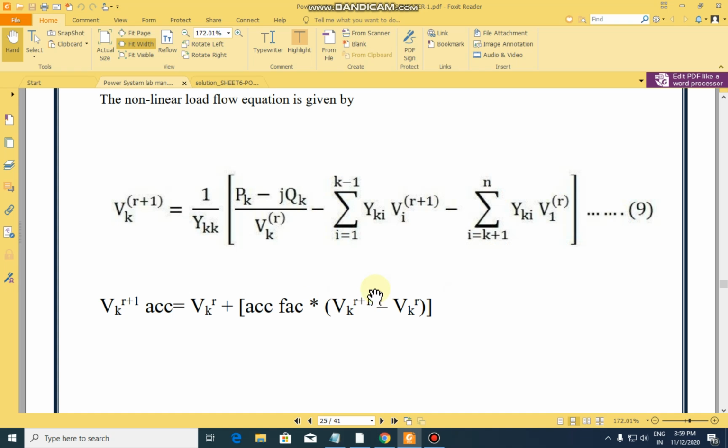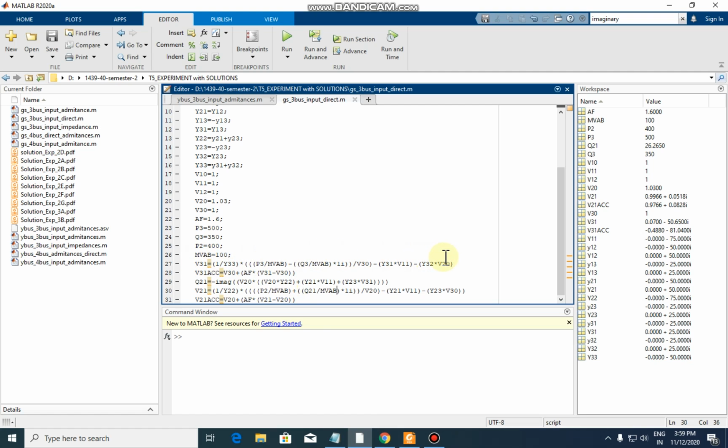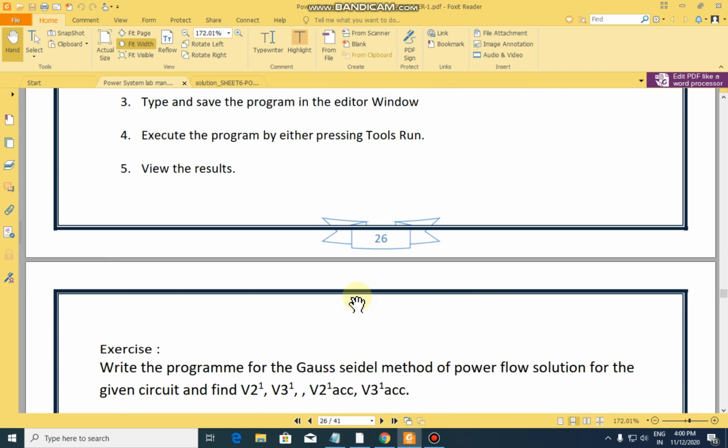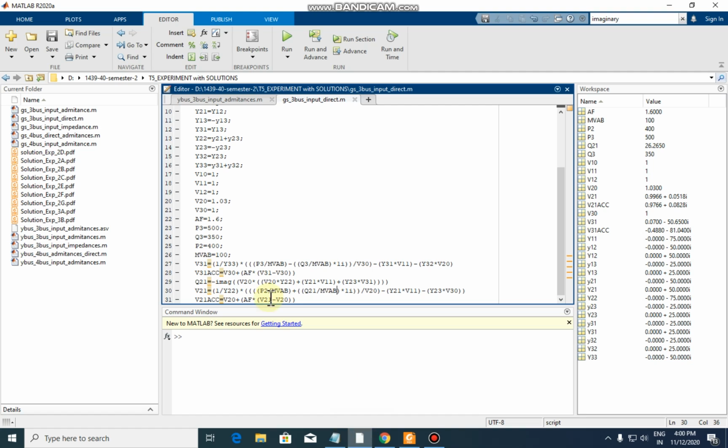Using this, when we extend this formula, we will get V31 and V31 accelerated, and Q21, which is the reactive power at bus 2. For this also we have a formula; you can extend this reactive power formula to get the reactive power Q2. Then we will calculate V21 and V21 accelerated. Now let us run this.